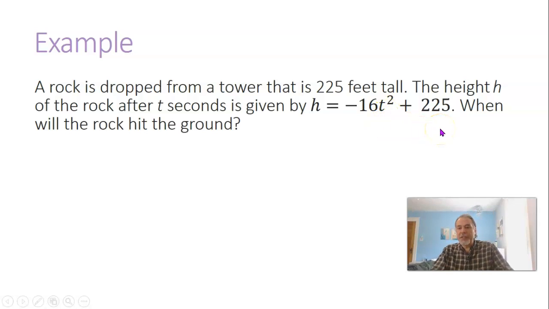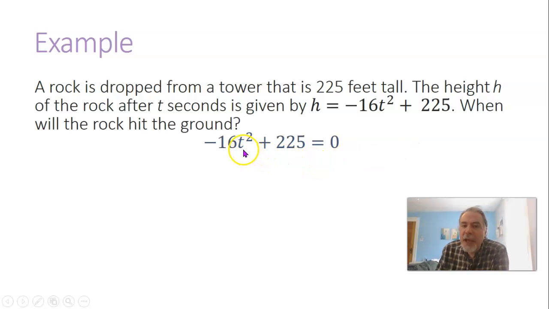Okay, hitting the ground means that its height above the ground would be 0. So we're going to put 0 in for h and then figure out what t has to be. So negative 16t squared plus 225 equals 0. That's the equation we have to solve. Now, because there's a t squared but no other t term, I think the easiest way to solve this would be by taking square roots.